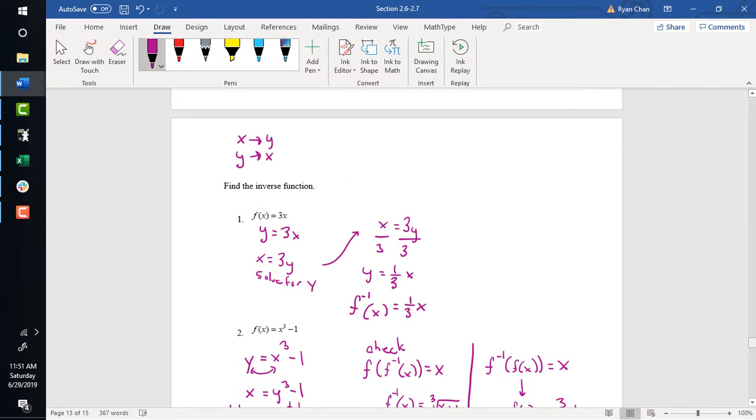Okay, so we can do f inverse, so I can do f of f inverse of x and f inverse of f of x. Okay, so this is the following. You are going to do this. So let's see, my inverse is 1/3 x, so this will become f of 1/3 x, which will become 3 times 1/3 x equals x. That works.